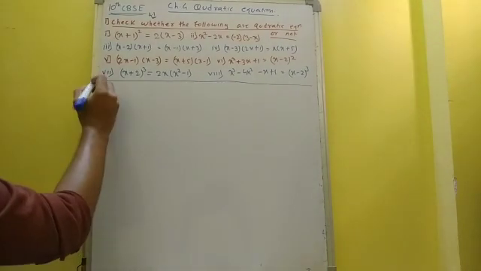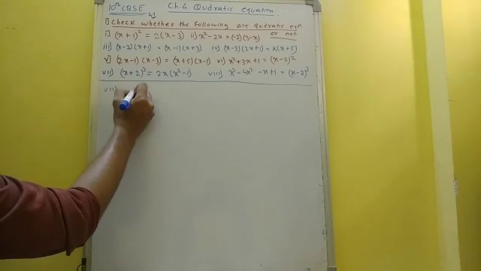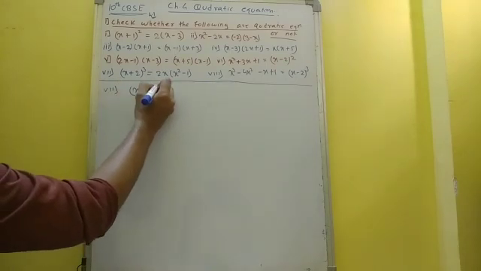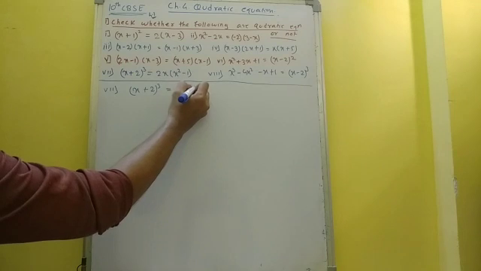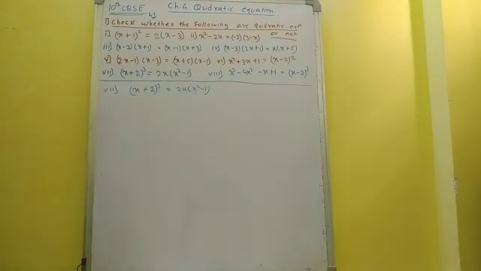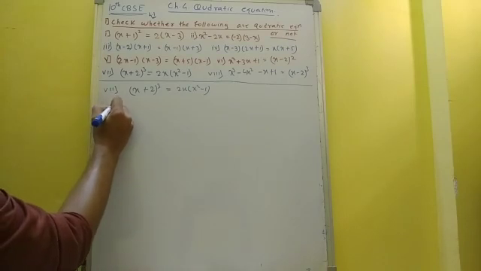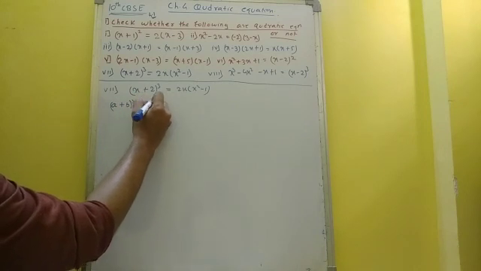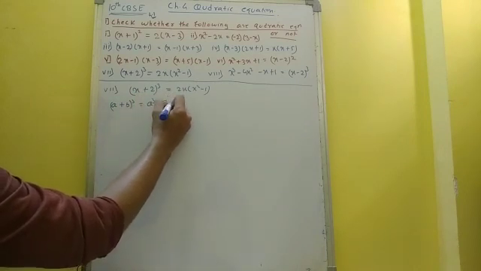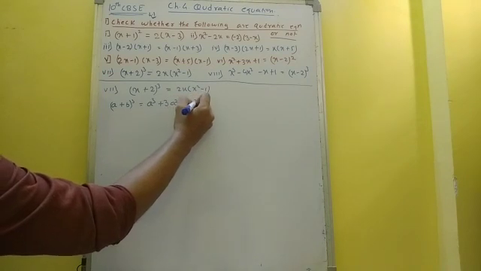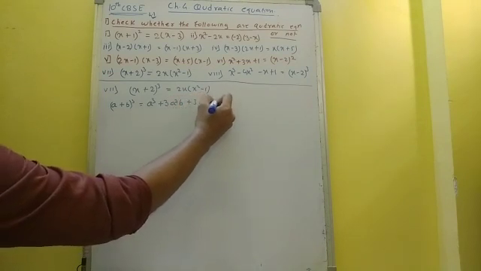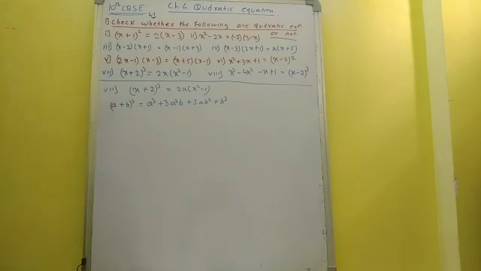What is the seventh one? x plus 2 the whole cube is equal to 2x into x square minus 1. Okay, so you have learned the formula of a plus b the whole cube in your 9th standard chapter number 1. See, I write the formula over here. a plus b the whole cube is equal to a cube plus 3 a square b plus 3 ab square plus b cube. Okay, so this is the formula.